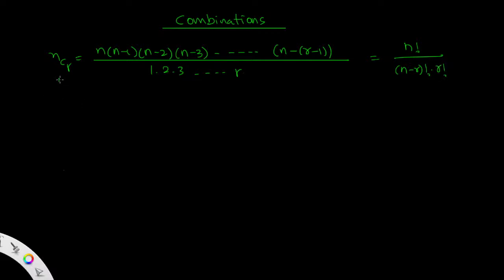The basic formula is n factorial by (n minus r) factorial into r factorial. Otherwise nCr can be written as nPr by r factorial, where nPr is n into (n minus 1) into (n minus 2) and so on up to the rth term, n minus (r minus 1), divided by r factorial, which is 1 into 2 into 3 and so on up to r.